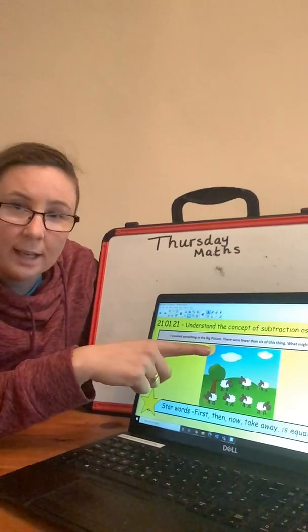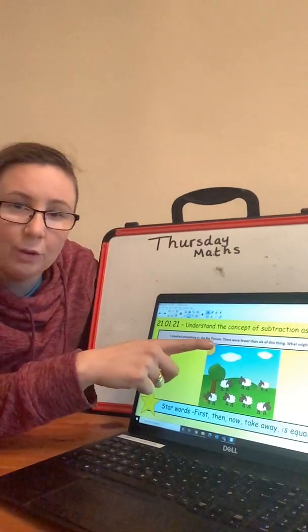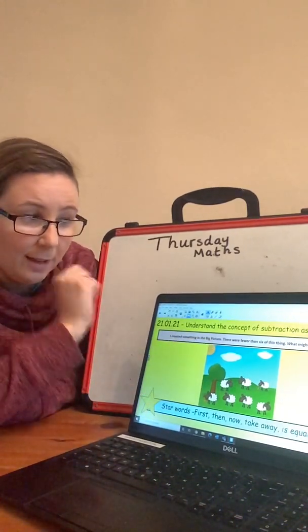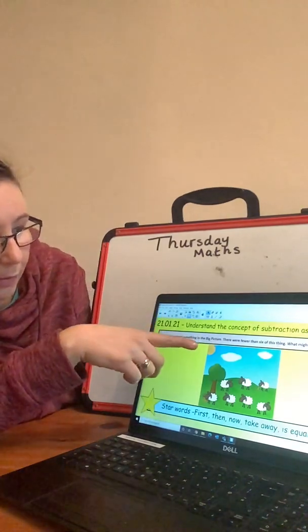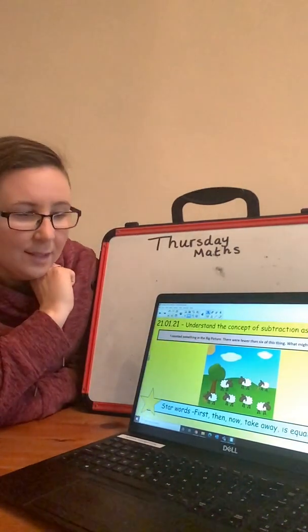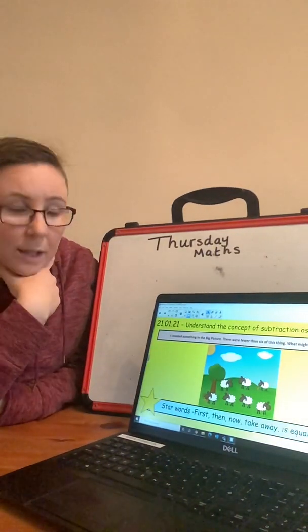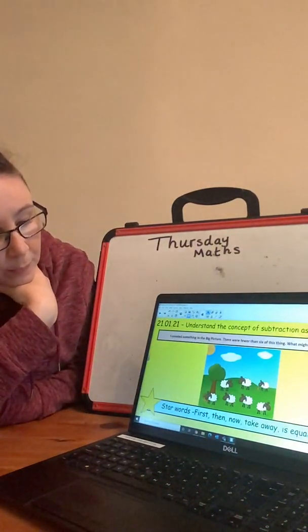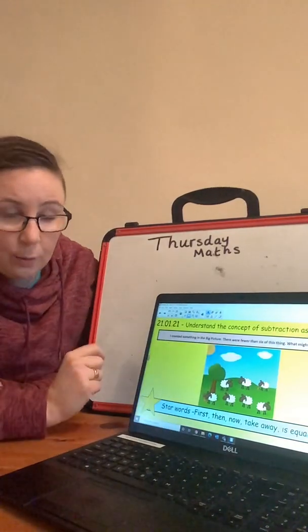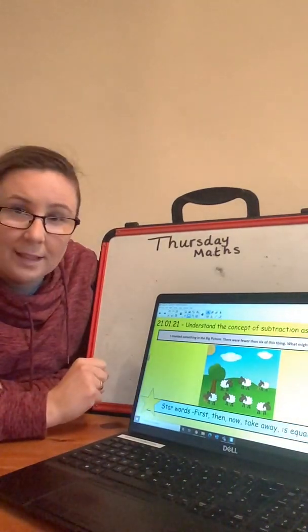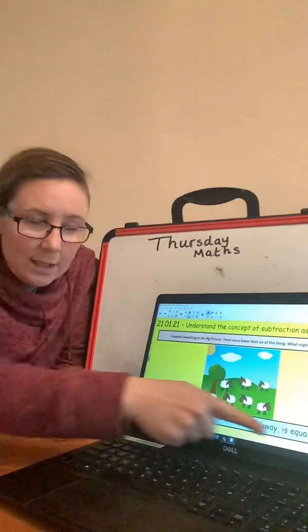It could have been the sun. Well done, because there's only one sun, so 1 is fewer than 6. What number did I give you? 1 is fewer than 6. Well done. Yes, it could be the tree, because that's fewer than 6. It could be the clouds, because 2 is fewer than 6. Well done.